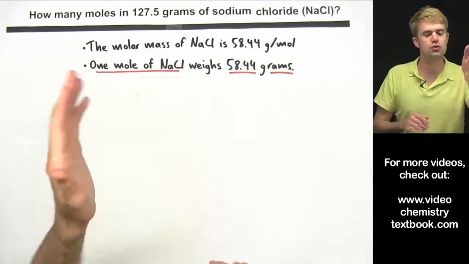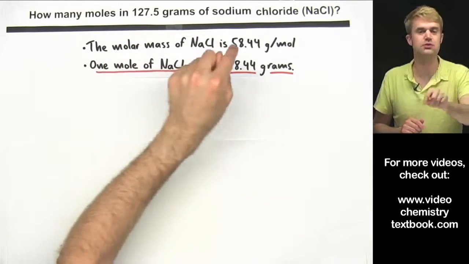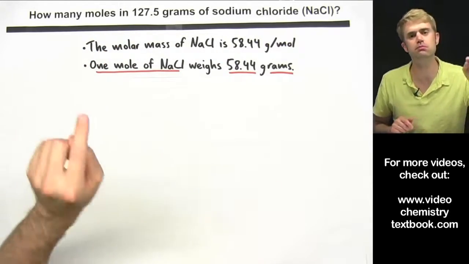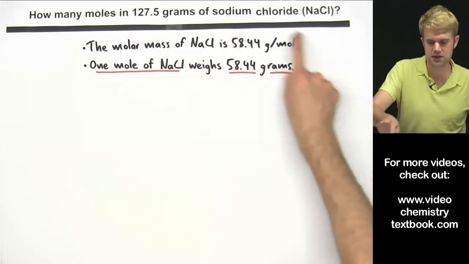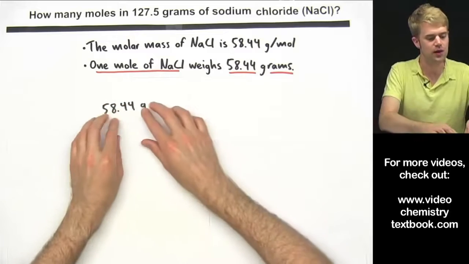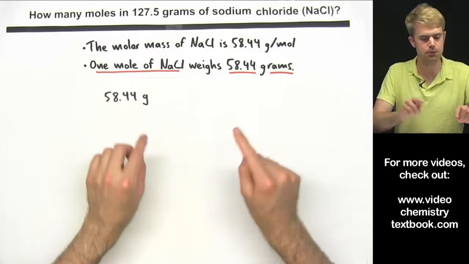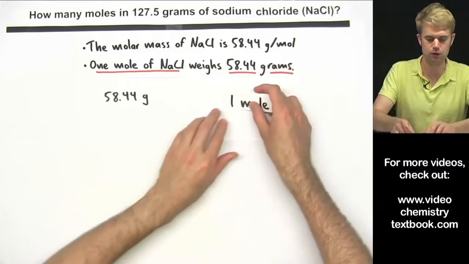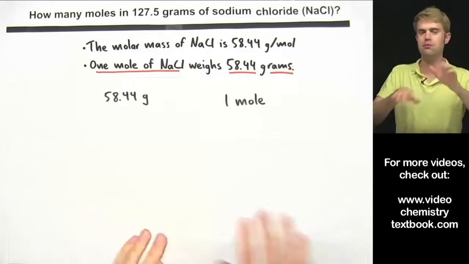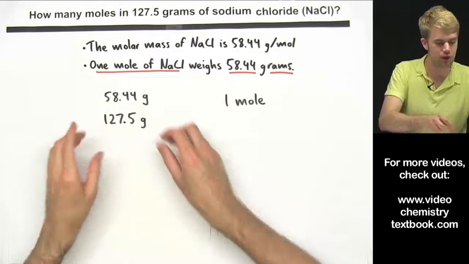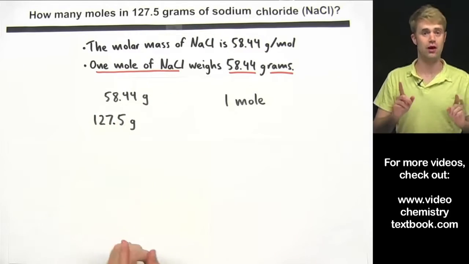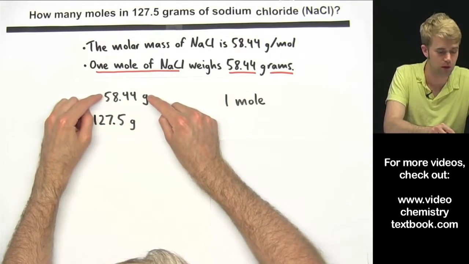Okay, so we have a certain amount of grams of sodium chloride, and we want to know how many moles that is. Here's how we'd think through it, okay? Based on this information here about the molar mass, we know that if we had 58.44 grams, that would be 1 mole. Okay, but we don't have 58.44 grams. We have 127.5 grams. Okay, this is more than just 1 mole.